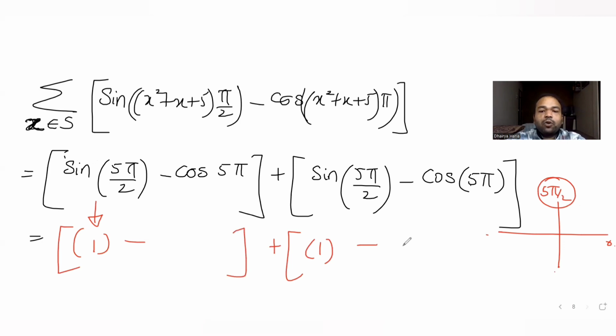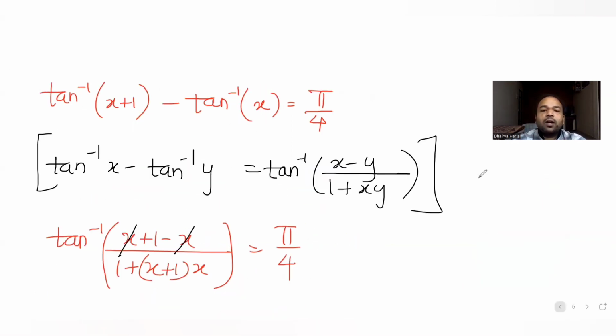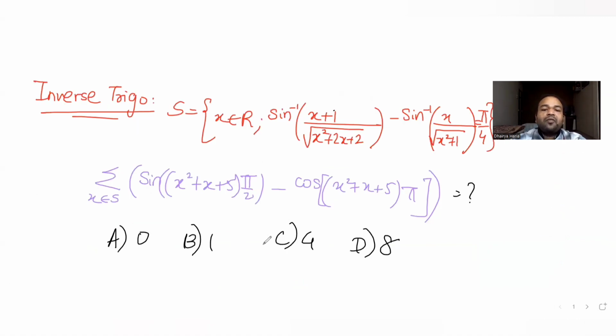Minus, let's find out cos of 5 pi. So cos of 5 pi, if I try to find out 0, pi, 2 pi, 3 pi, 4 pi, 5 pi. So cos pi and cos 5 pi are same. So cos pi is minus 1. Here also you get that as minus 1. So you get 1 minus minus 1, which is 2. 1 minus minus 1 again 2. So 2 plus 2 gives you the answer as 4. So we get the correct answer for this entire expression which is asked to us, and that comes out to be 4. And the option that matches the question is option C.